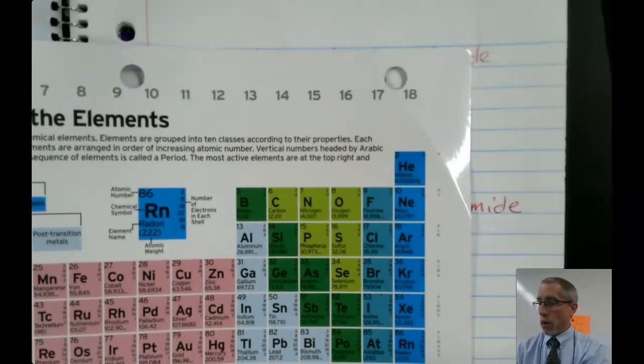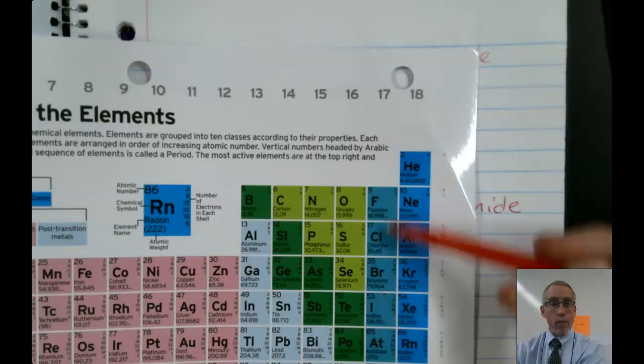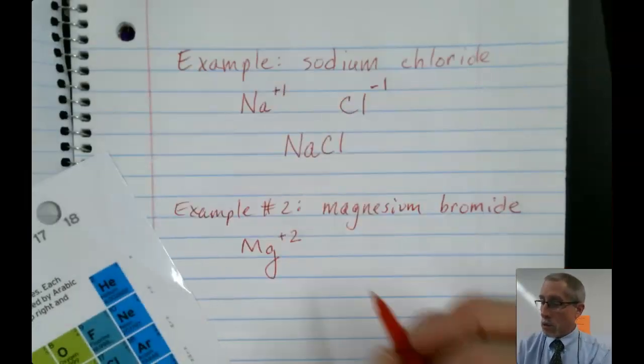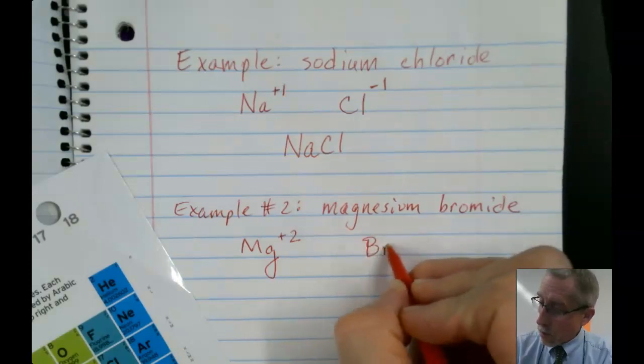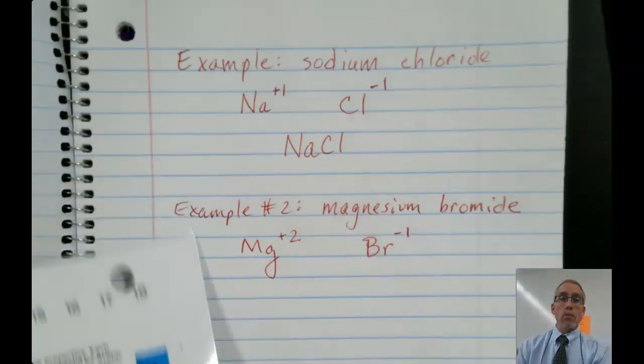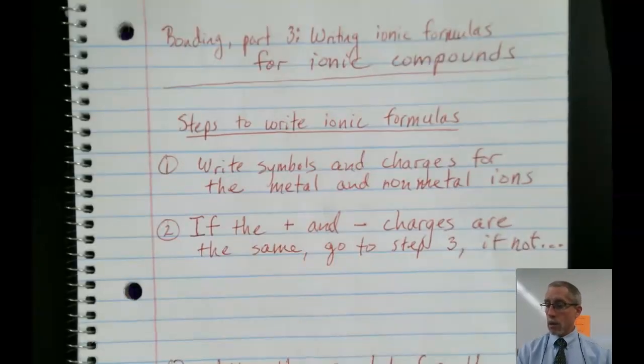And what about the bromide ion? Well, it's right below chlorine. So it's very similar to chlorine in that it's in the same family. This is the family here that gains 1 electron. And so, again, we're not writing the formula yet. We're just writing the information we need to figure out the formula. So that's what we did here. Okay, writing the symbols. All right, let's go to step 2.